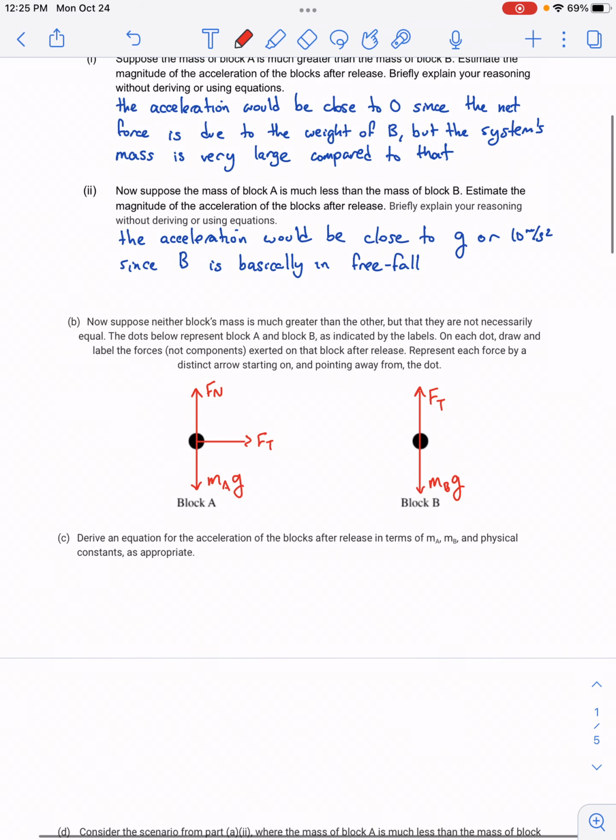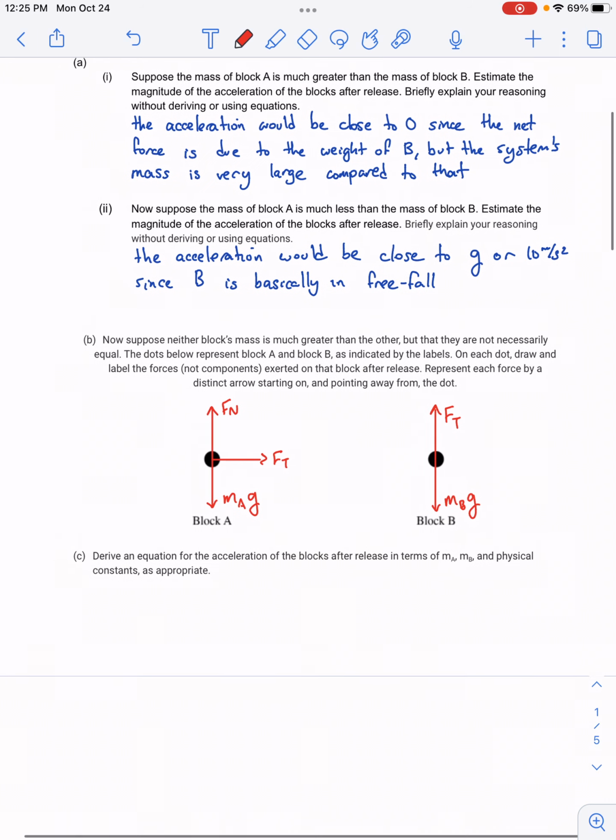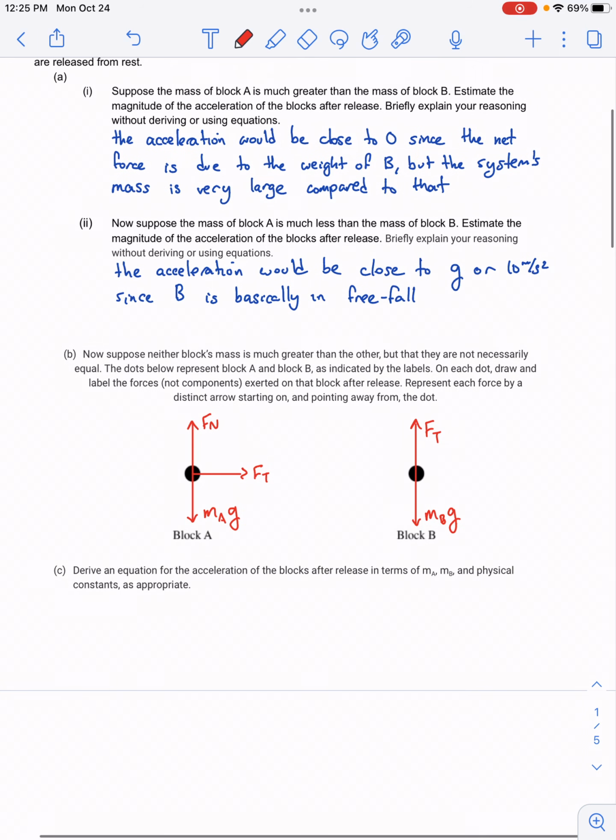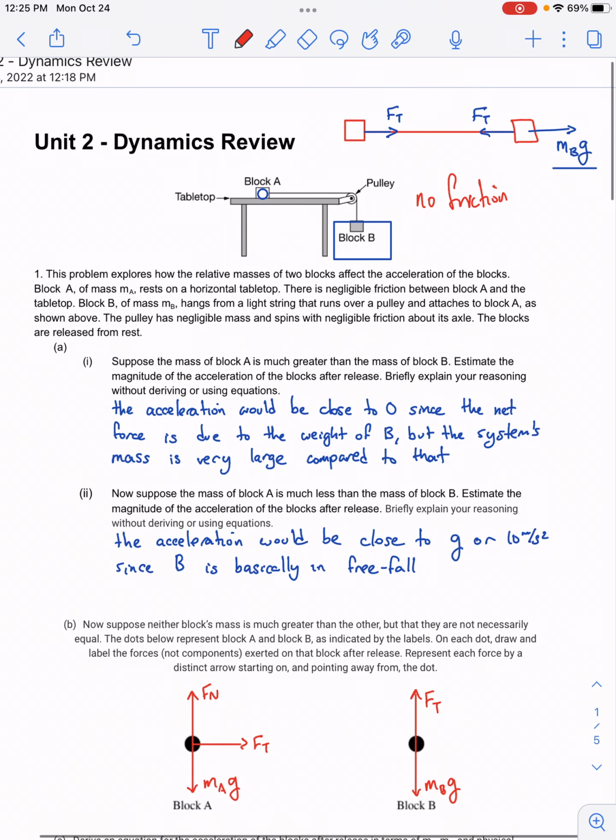We want to derive an equation for the acceleration of these blocks in terms of mA, mB, and physical constants as appropriate. Going back to our original diagram all the way up here, these are forces in the x direction. There are forces in the y direction, but they're not relevant. These are the only forces that are going to matter here.